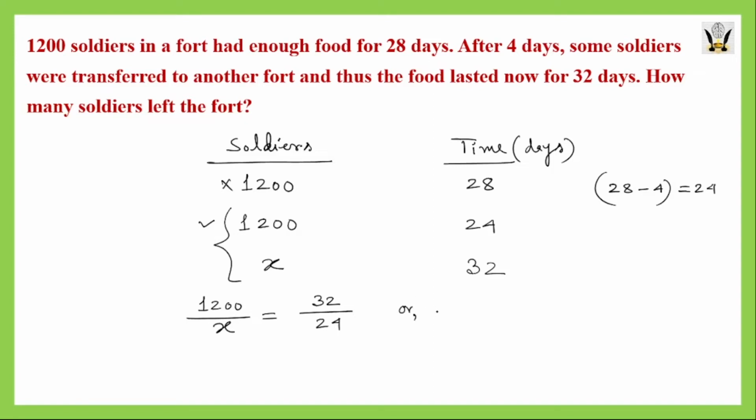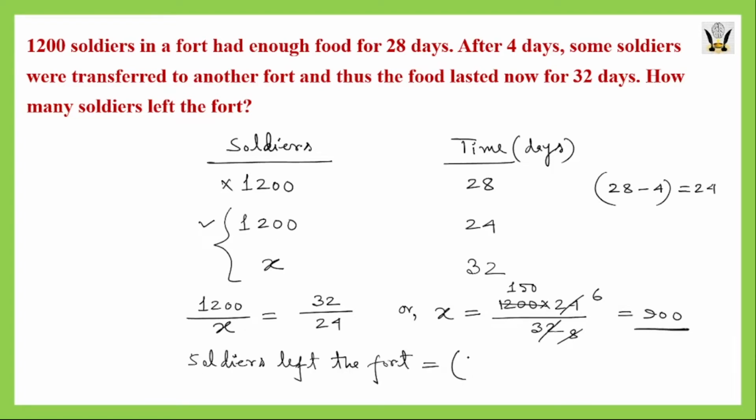Now if we want to find the value of x, it will be 1200 multiplied by 24 divided by 32. That means the value of x is 900. So the remaining food will be finished in 32 days by 900 soldiers, but initially we had 1200 soldiers. So how many soldiers left? 1200 minus 900, so 300. So these many soldiers left the fort, and that's why the remaining food was used for 8 more days.